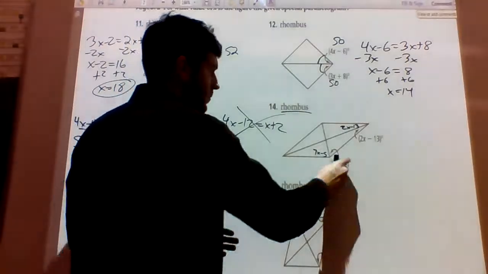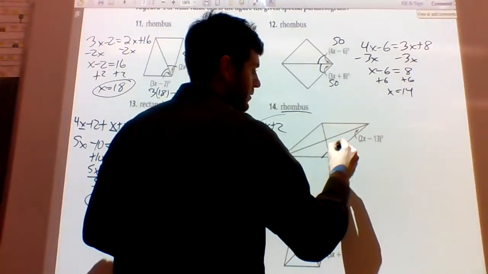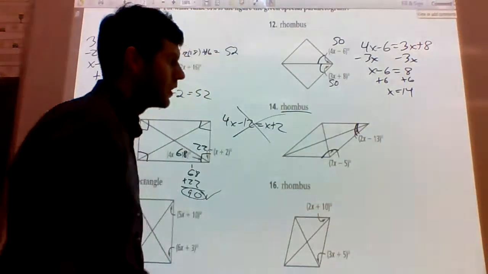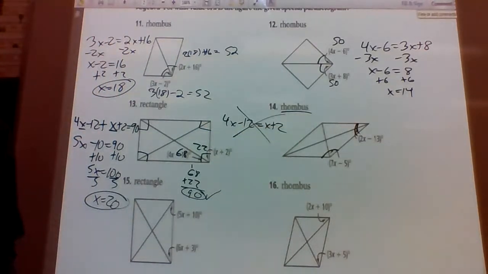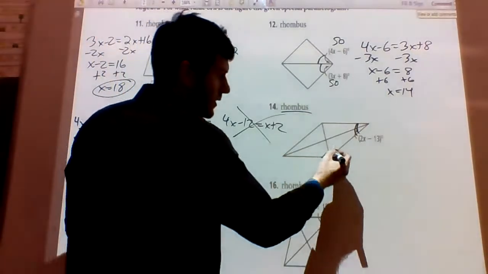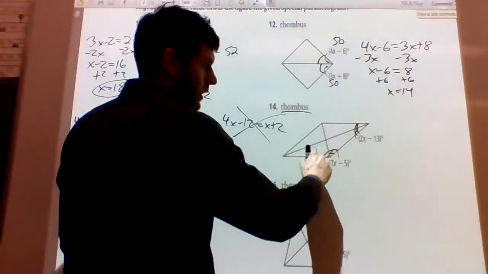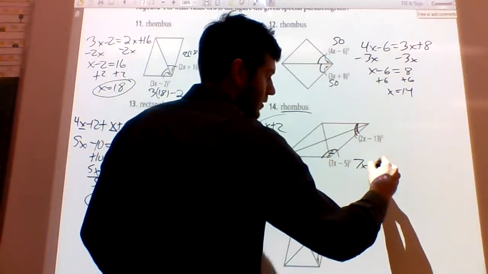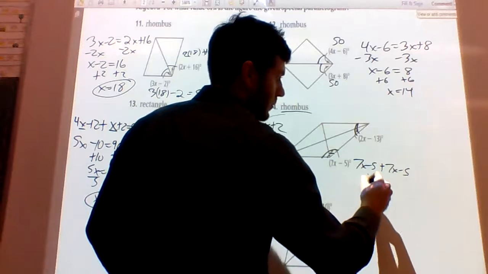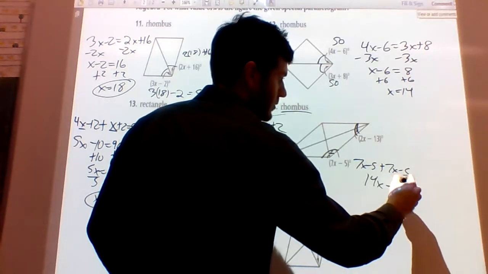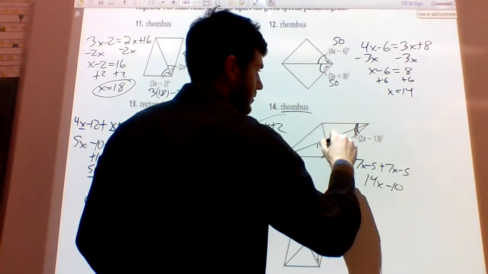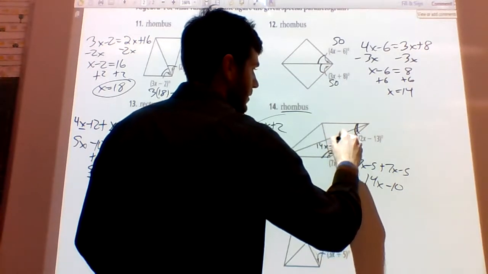Let me erase this for a minute, though. What do we know about these 2 angles? A rhombus is a parallelogram, and in a parallelogram, the consecutive angles are supplementary, meaning they add up to 180. So if this is 7x minus 5 and this is 7x minus 5, how do we find the big angle here? Well, we add 7x minus 5 plus 7x minus 5, and we get 14x minus 10. So we know this angle is 14x minus 10.